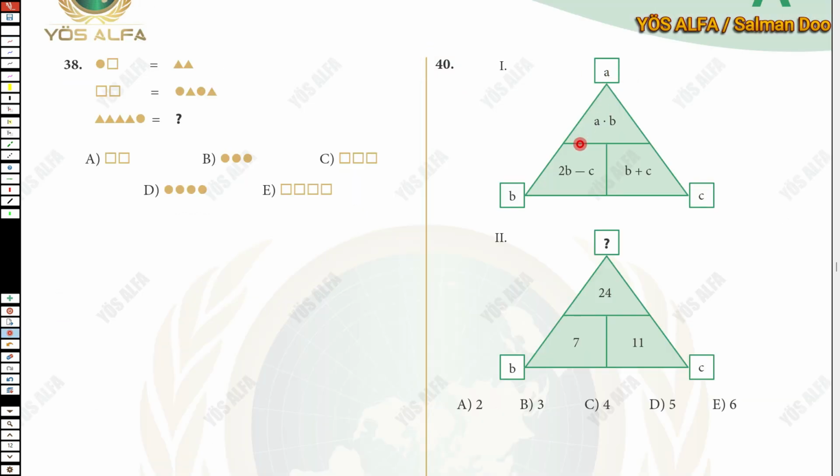40. Again, the equations are given in the form of a figure. Since B and C are the same here, A must be the question mark. So we will find out what A is. A plus B is equal to 10, and B plus C is equal to 11, and 2B minus C is equal to 7. 2 equations, 2 unknowns. When we sum them up, we have 3B is equal to 18, B is equal to 6. If B is 6, A is 4. So the answer is C.